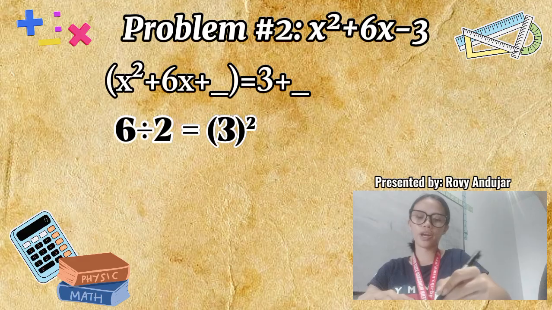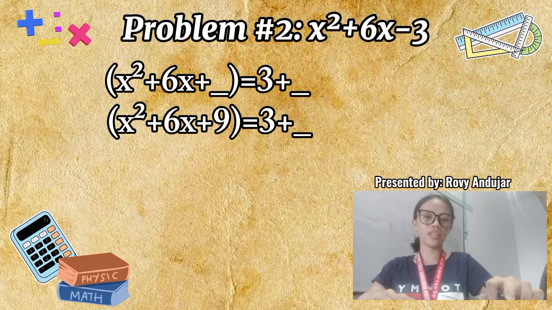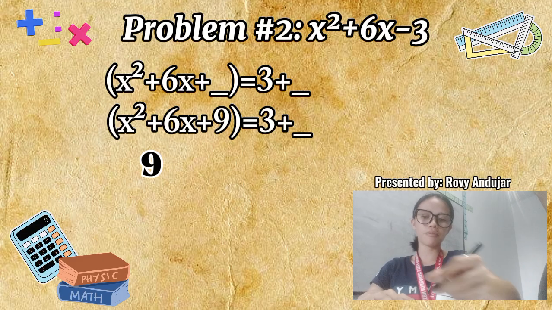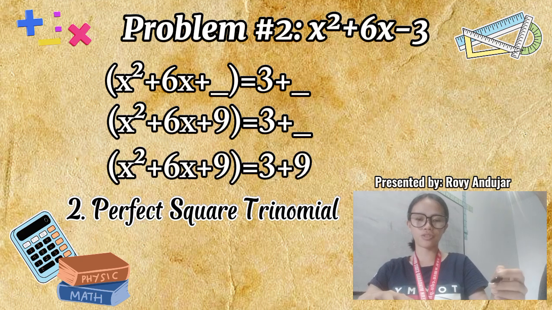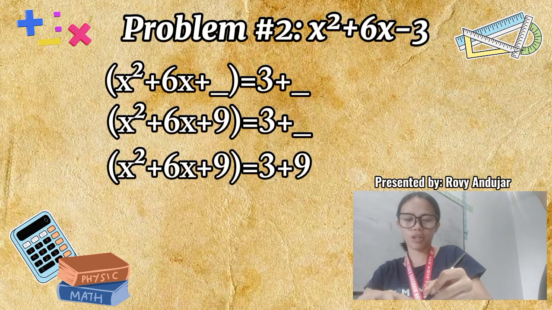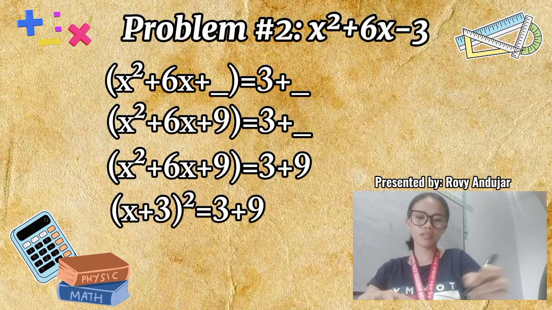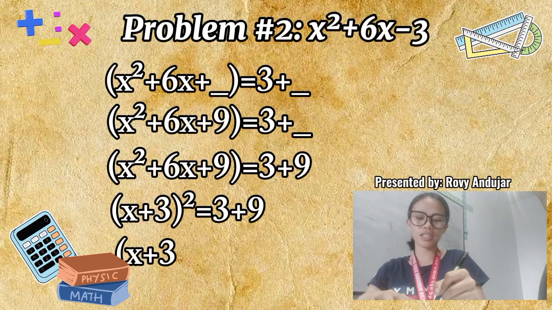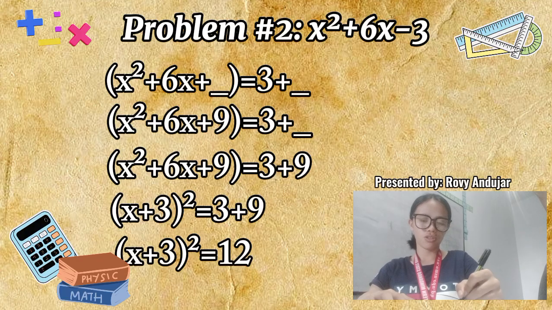And then you square it. 3 squared is equal to 9. So our answer here is 9. And then it will also be 9 because 9 times 1, because the x squared represents 1. So 9 times 1 is equal to 9. Now, let us do the perfect square trinomial. So here in the perfect square trinomial, we have (x plus 3) squared equals 3 plus 9. Copy again, (x plus 3) squared equals 9 plus 3 is equal to 12.